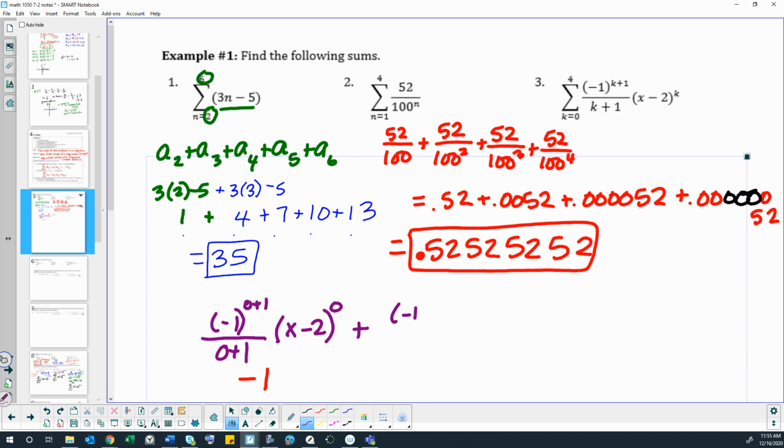Okay, and then we have -1 to the 1 plus 1 power. So to the second power, that means it's going to be positive. And then 1 plus 1 means it's going to have a 2 on the bottom. So positive 1/2, because it is even. And then we don't know what x is, so we just have to go with it. x minus 2 to the 1 power. So this would be 1/2 times x minus 2.